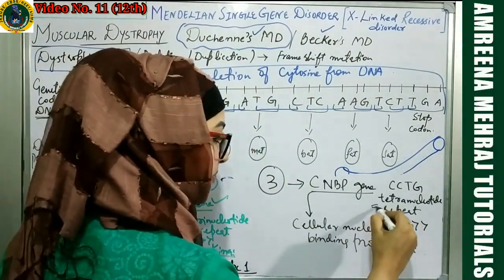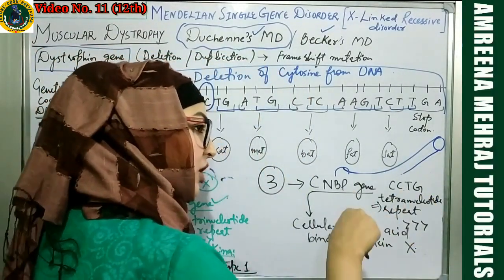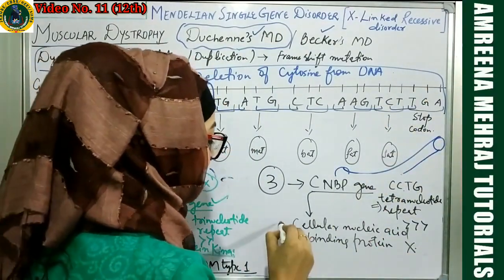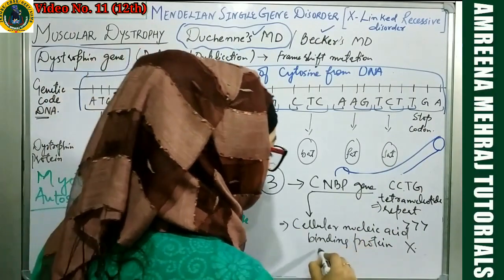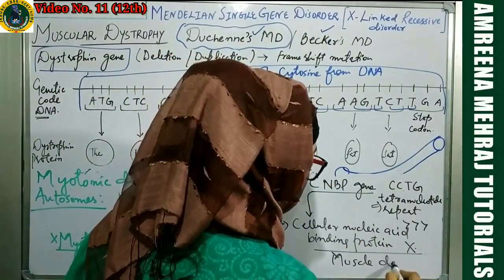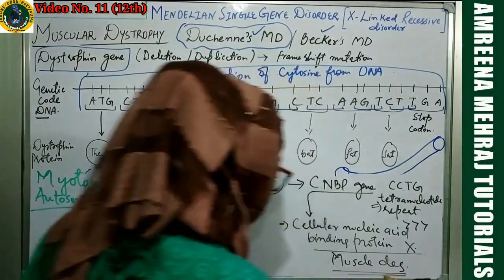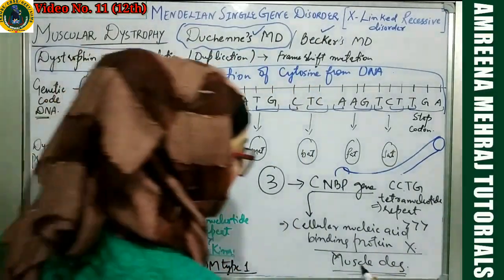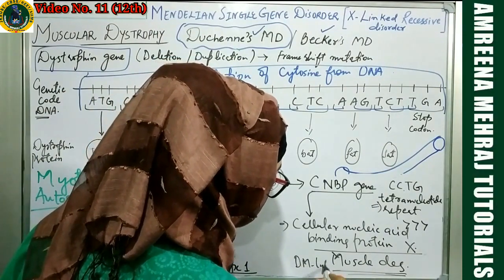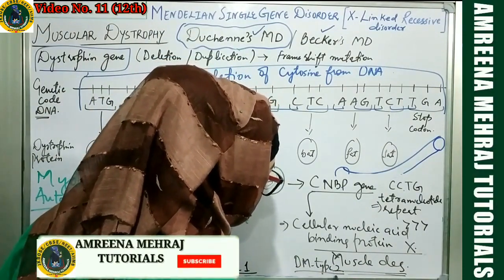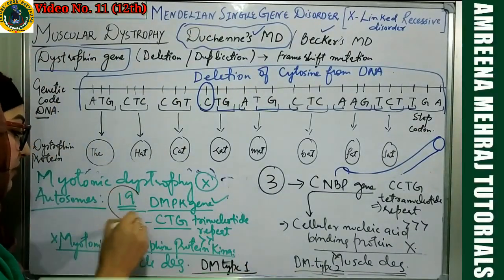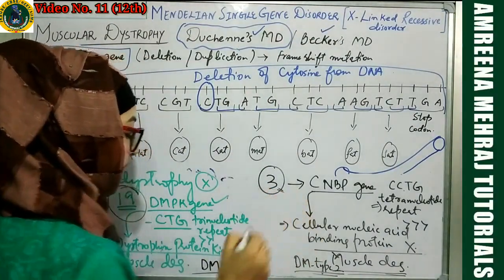Okay? Because of the mutation, the repeat is present normally, but if the number of the repeat increases because of the duplication mutation, then this protein is not formed. And once this protein is not formed, it again results in muscular degeneration. This type of muscular degeneration or myotonic dystrophy is called DM type 2. Okay, so you have DM type 1 and DM type 2. In both cases, you saw autosomes involved, chromosome number 19 or chromosome number 3.